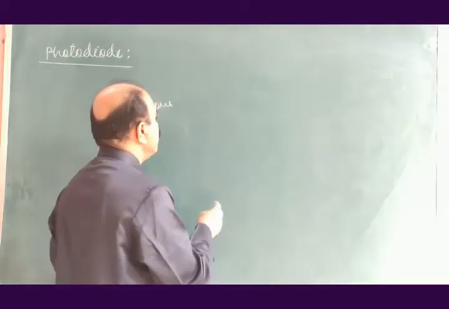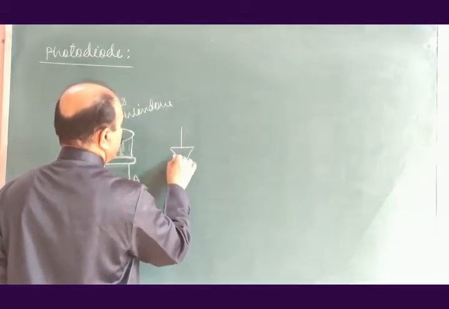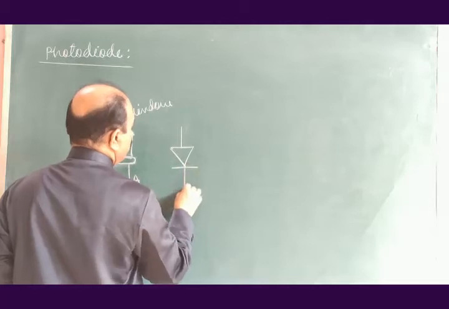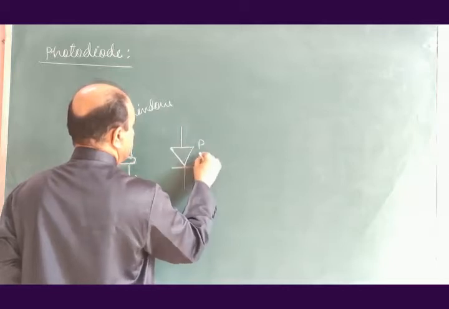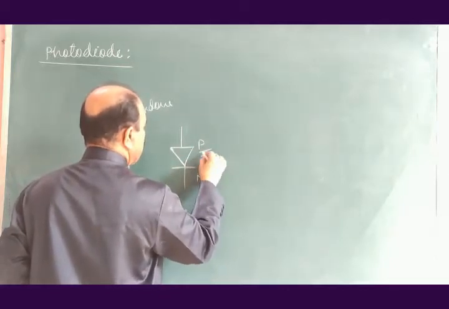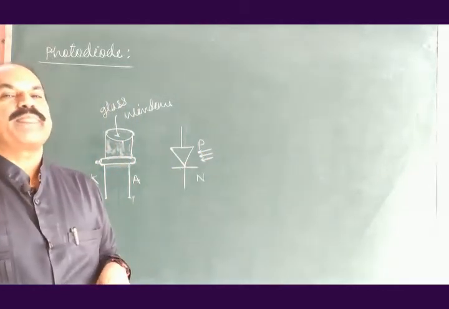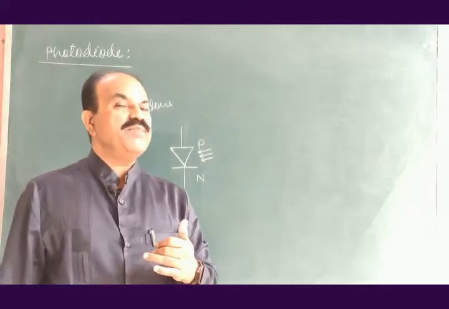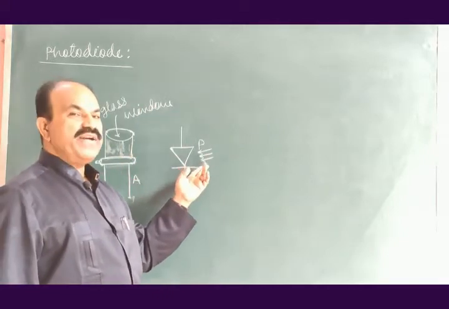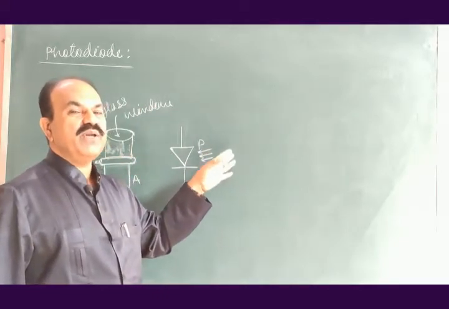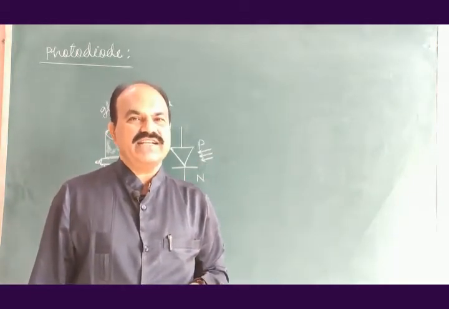The symbol of the photodiode is this. P type, N type, and the arrowheads are shown this way. If you recall the symbol we used for the light emitting diode, the arrowheads are in the outward direction because a light emitting diode emits light energy continuously when it is conducting.